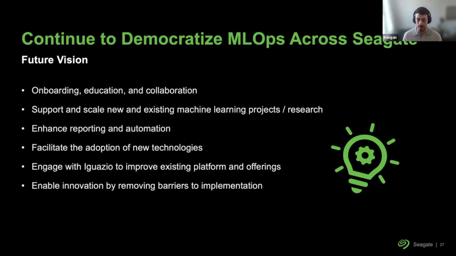So that's a huge benefit that Iguazio gives us: it frees us up to focus on the implementation and the usage of AI and machine learning across Seagate, while Iguazio focuses on these new developments, like, okay, what does MLOps look like for Gen AI and LLMs, etc. That's been hugely beneficial as well. We'll continue to engage with them to improve the existing platform and offerings, continuously improve, and then enable innovation and remove these barriers to implementation, which I just mentioned.